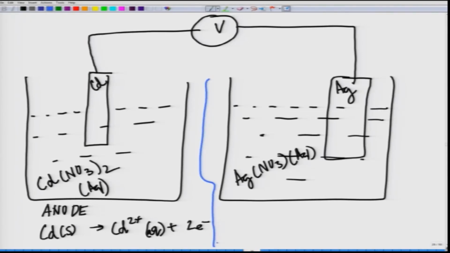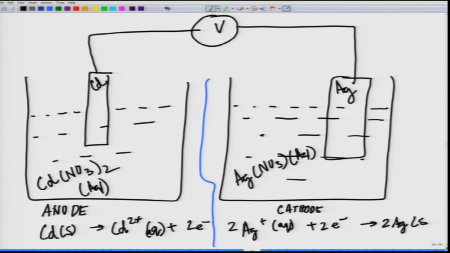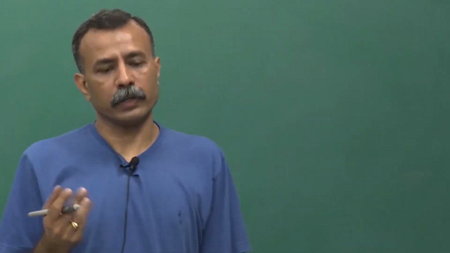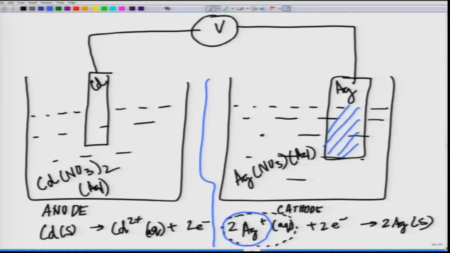So this is one side of the reaction. The other side of the reaction is at the cathode, where you have 2 Ag+ aqueous plus 2 electrons going to 2 Ag solid. And if you remember, the Ag+ coming out from this Ag electrode was migrating to the surface of the cadmium, consuming the electron and becoming solid Ag, getting deposited on cadmium. You can use this for electroplating. You can coat cadmium with silver on top of it like that.